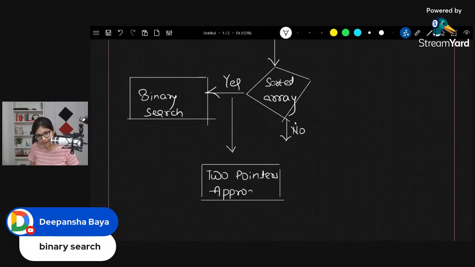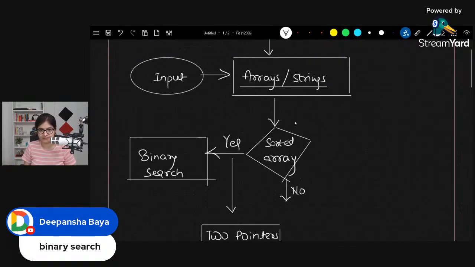How many of you are aware about two pointers approach? I hope everyone must have heard this term or have used it at least once in your LeetCode questions. So what I'm saying is, the very first thing in DSA which is very important to understand.